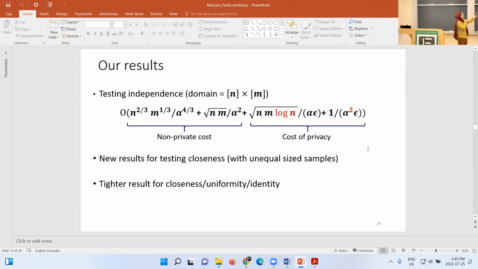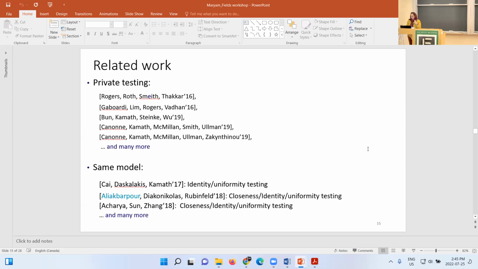Of the 4 terms you see in the sample complexity, the first 2 terms are basically the cost when we have no privacy, and these are tight and optimal. The second part is the cost of privacy, and we are tight up to those red terms that you see. This problem and a closely related problem have been considered in the literature. By no means is this an exhaustive list, but these are just a few examples of the works that studied a similar problem.